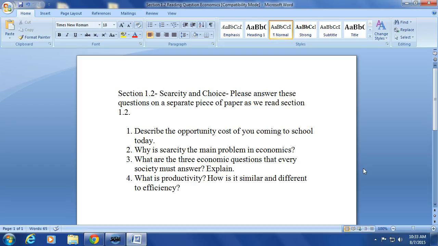You're going to answer these 4 questions on a separate sheet of paper. I'm going to check those at the beginning of the period tomorrow, and then we'll have some more questions that we're going to do below this set of questions. So we'll have these reading questions, and then we'll have some in-class work as well.